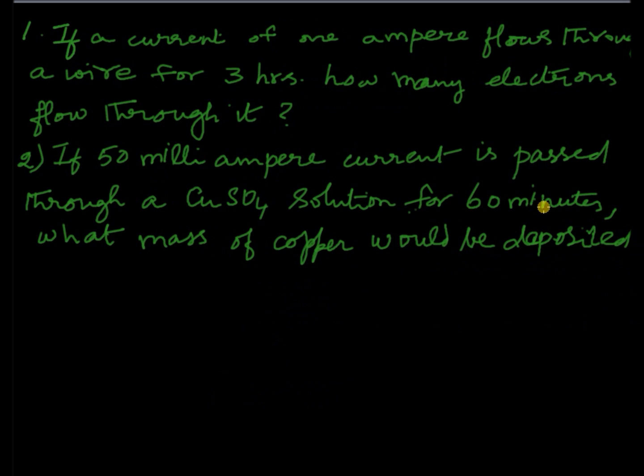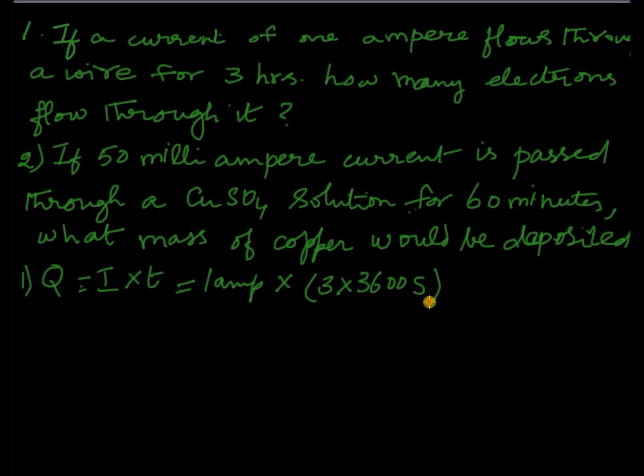Now it's time for problems. Read the first problem. If a current of 1 ampere flows through a wire for 3 hours, how many electrons flow through it? Note down the data given. You are given the value of I and time. So we can calculate Q straight away. Q is equal to I into T. Substitute the values: 1 ampere into 3 into 3600 seconds. So this gives you a value of 10800 coulombs. Right.